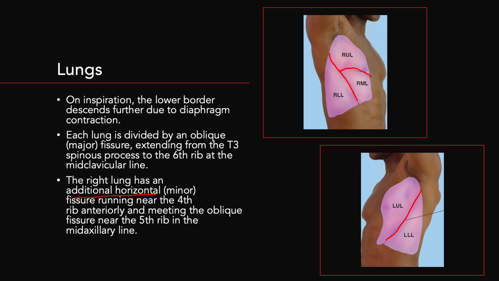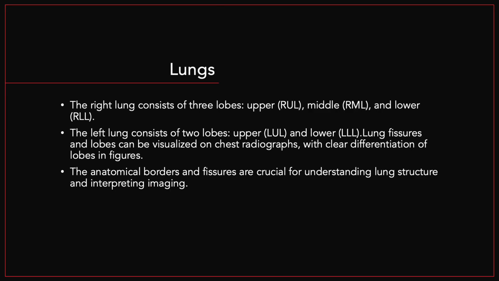So I would definitely be able to label right upper lobe, right middle lobe, right lower lobe. That should be pretty easy, but easy question there as well. All right. So we just talked about the right lung consists of 3 lobes: right upper lobe, right middle lobe, and the right lower lobe. The left lung is going to consist of 2 lobes: the left upper lobe, the left lower lobe.